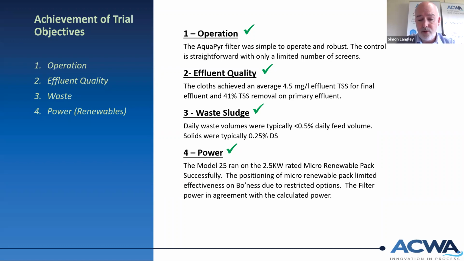The Model 25 filter we tested at Bowness ran on the 2.5 kilowatt rated micro renewable pack successfully. The positioning of the pack at Bowness was perhaps not ideal because of the restricted options, but basically the filter worked in agreement with the power that we would calculate, and more importantly, offered a zero carbon operation going forward, something which all water companies are striving to achieve.